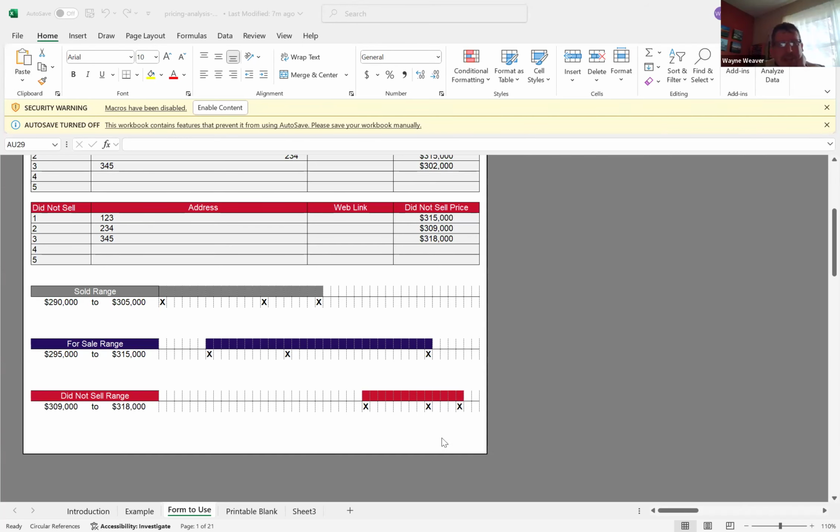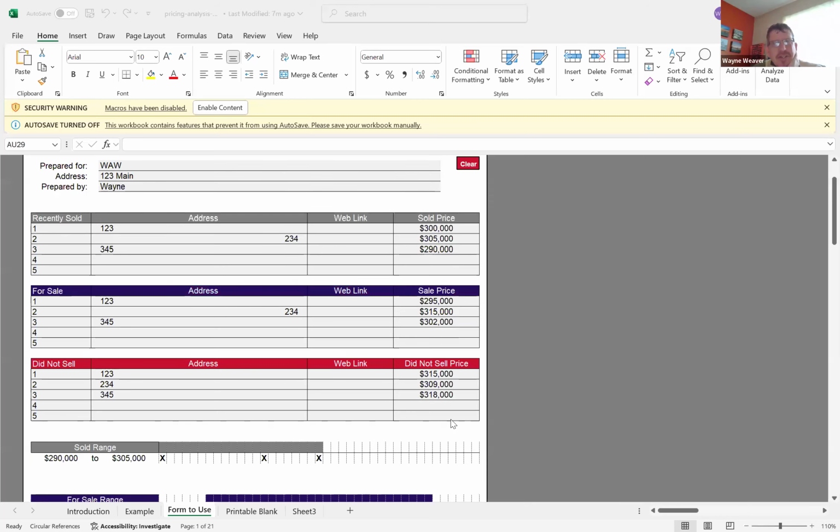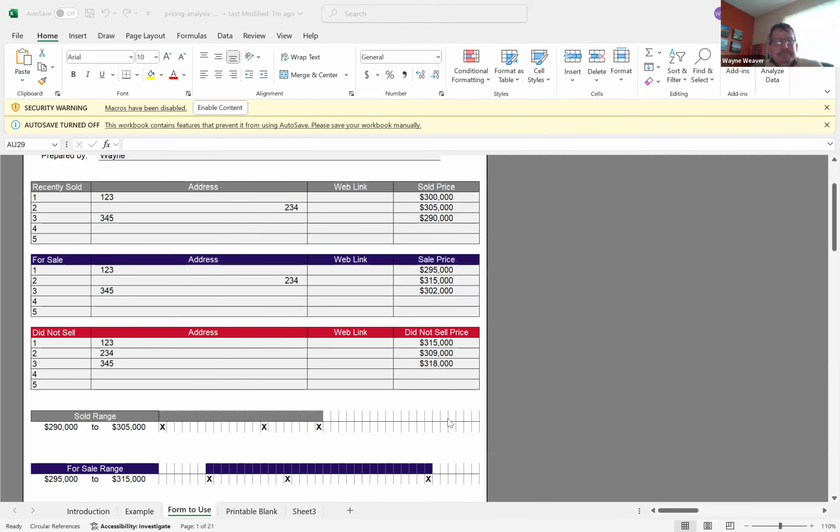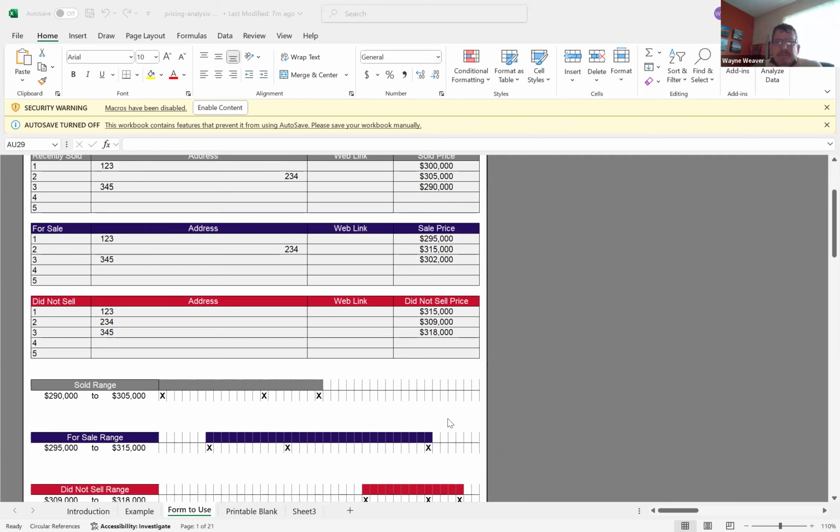Again, I'm going to pause for a minute. Any questions? Does anybody who has used this form have any? Hopefully both of these to this point make sense.